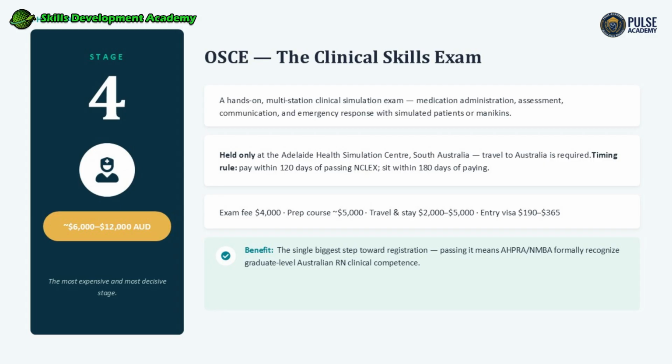Travel and accommodation in Adelaide, flights plus 1 to 3 weeks stay, can be anywhere from 2,000 to 5,000 Australian dollars, depending on where you're flying from. And you'll also need a visa to enter Australia to sit the exam, typically a visitor visa, around 190 to 365 Australian dollars. All in, this stage alone can run 6,000 to 12,000 Australian dollars.